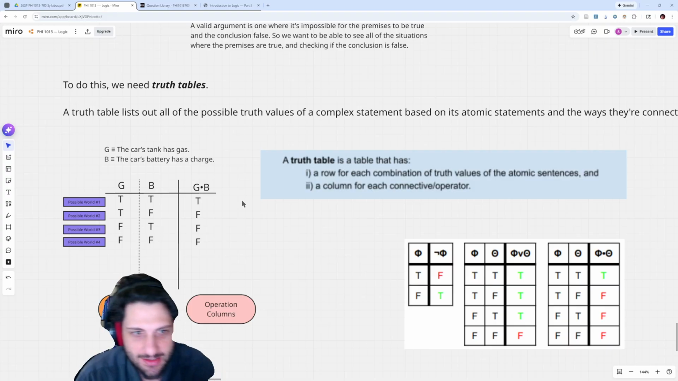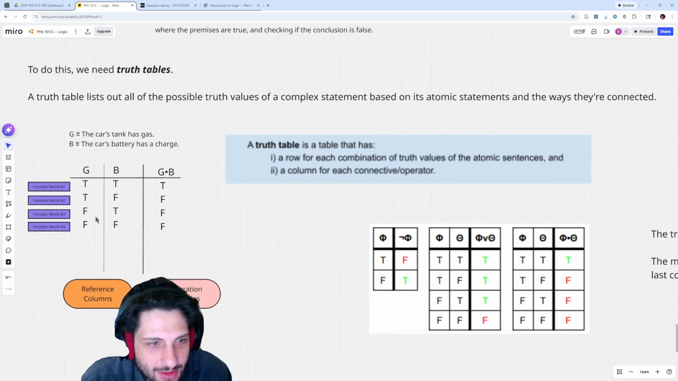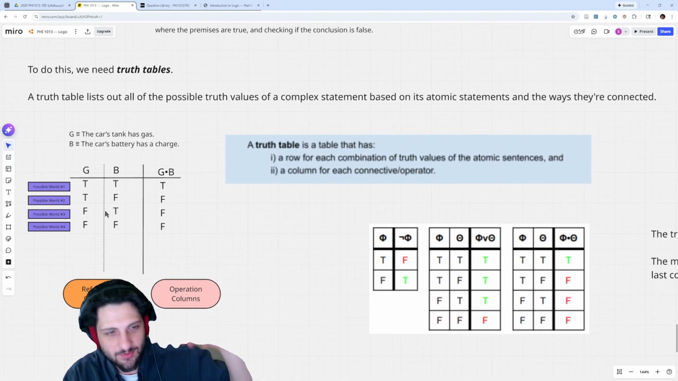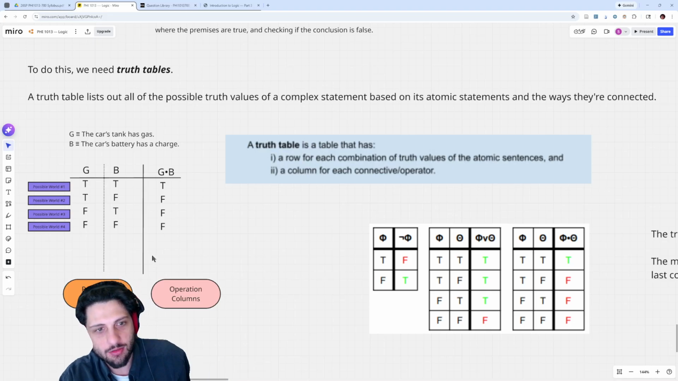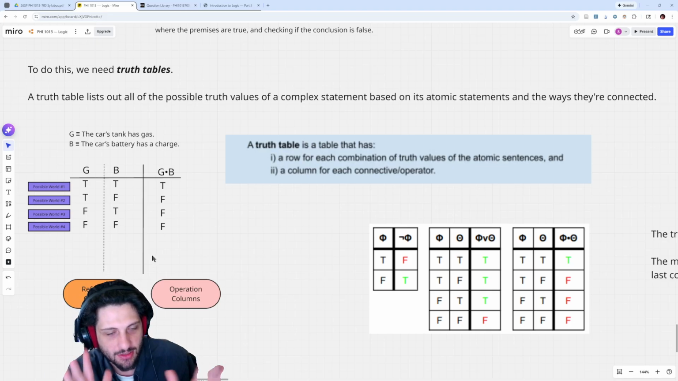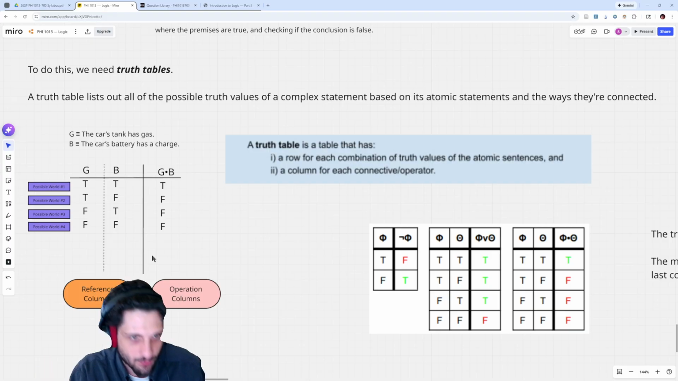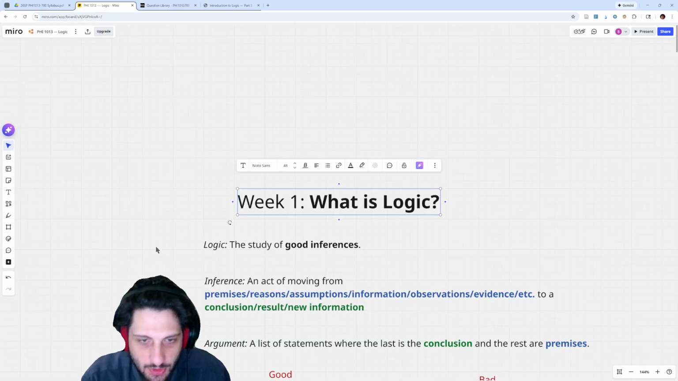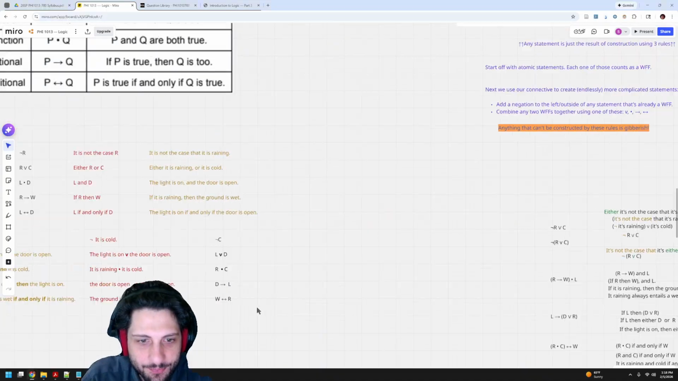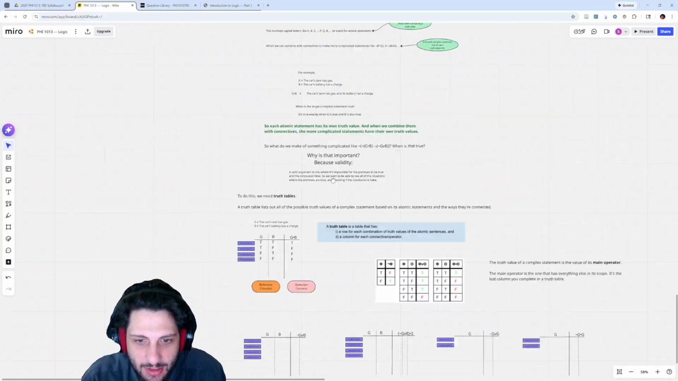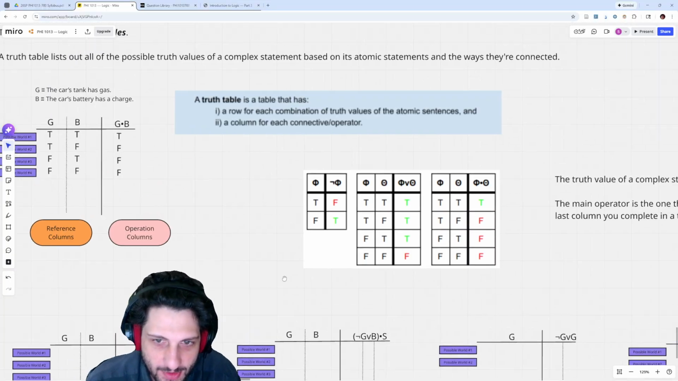But yeah, we'll get into this as we go. So the thing to remember is each row is a different world, a different way things could be turning out. And each column is just us evaluating the particular connectives within each world. All right. This will be more clear the more exercises we actually do with it.